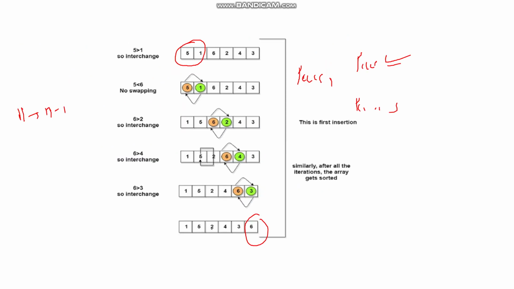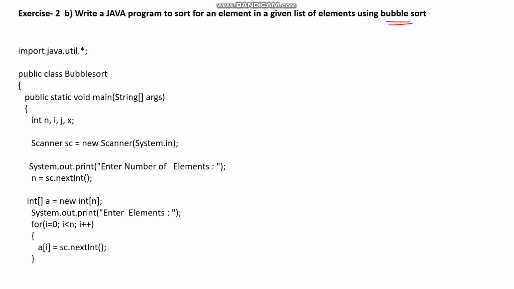Right, come to the code point of view. See the code here. The writing of the code is very simple. First of all, I am taking the public class. The class name is BubbleSort. Next, I am declaring the variables: integer n, i, j, x. N stands for number of elements, i and j are the loop control variables, and x is a temporary variable.